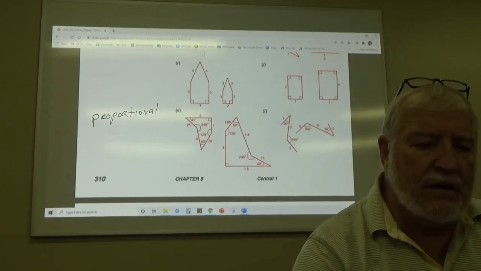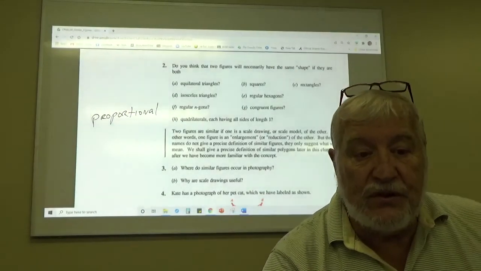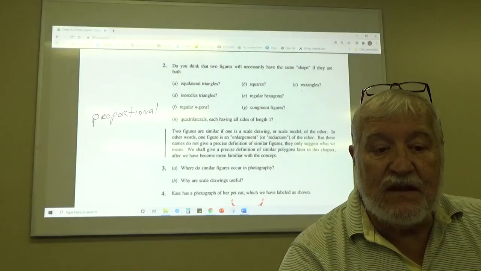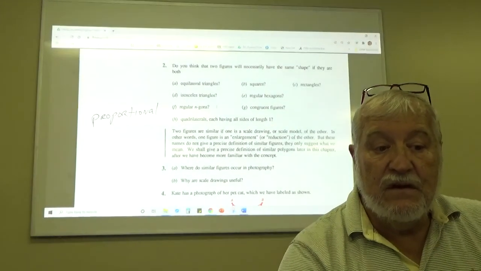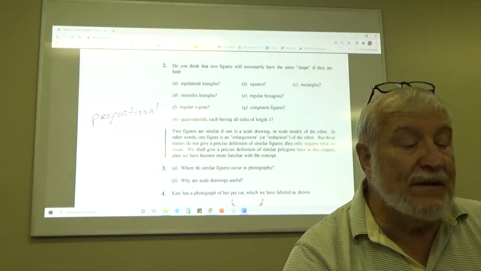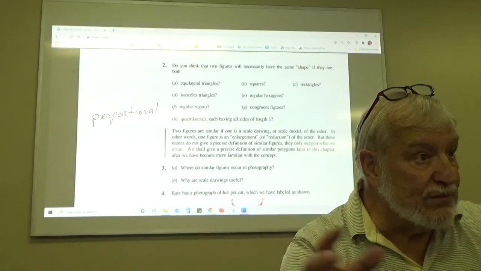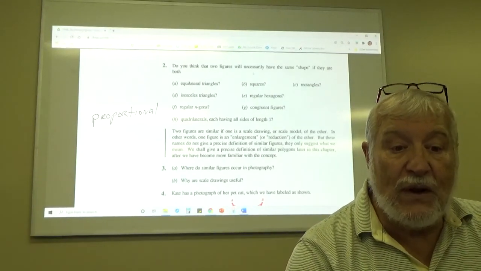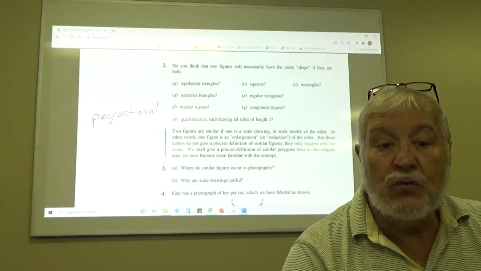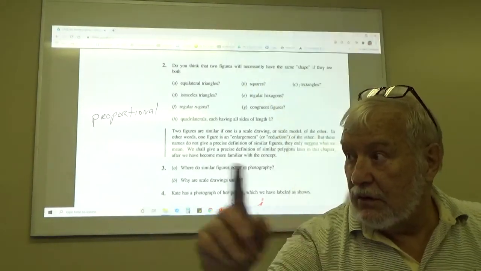All right, now. So, when you do number 2, you're going to do the same thing with these particular things. All right, now, equilateral triangle we just talked about. Are they similar? Yes, they could be larger or smaller, but they'll be similar. What about squares? Yes. Rectangles? No. You want to change your mind?